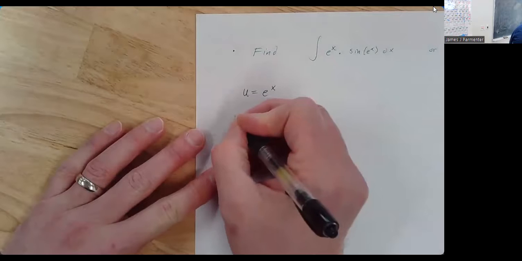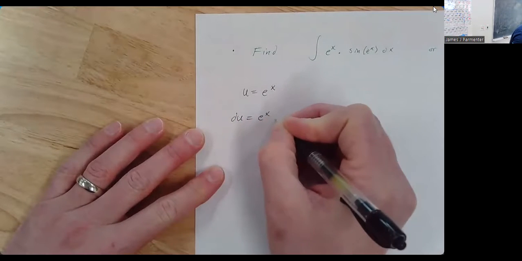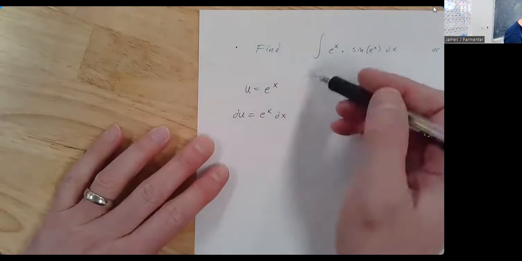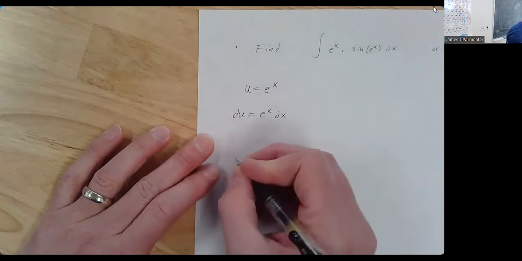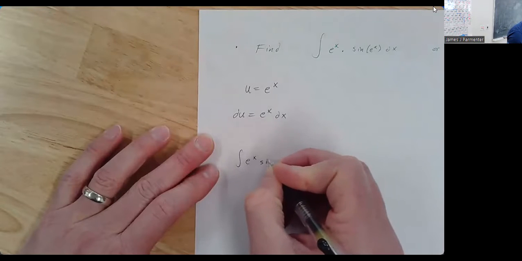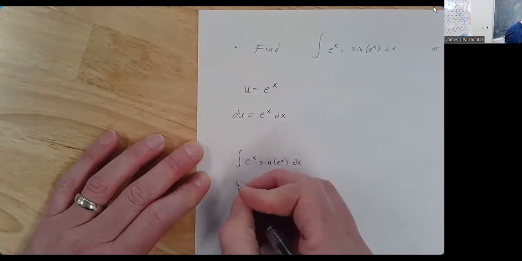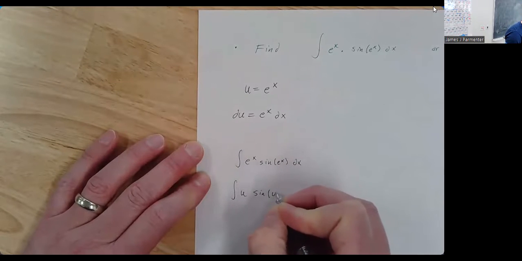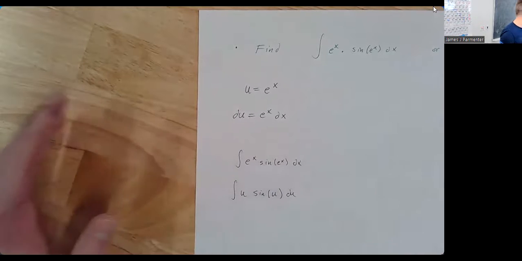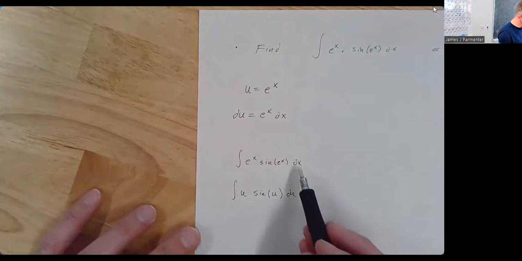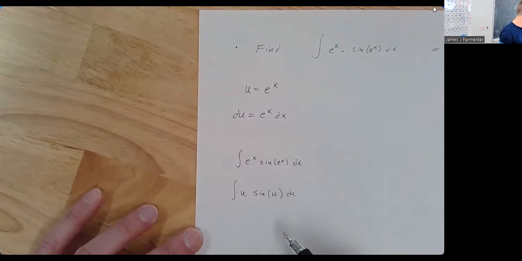And my du is also going to be e to the x times dx. Now, here's what I want to point out, and this is where people sometimes go wrong. If I wasn't being super thoughtful about how I do this, I might start rewriting this integral as, now this is going to be wrong, the integral of e to the x times sine of e to the x dx. I might be like, oh, well, there's a u, and there's a sine of u. And if I wasn't being super careful, I might just be like, oh, sure, du, that works. That definitely does not work. Because, well, one, dx doesn't just magically become du. They're not the same.